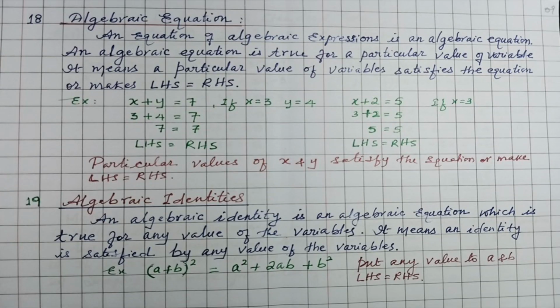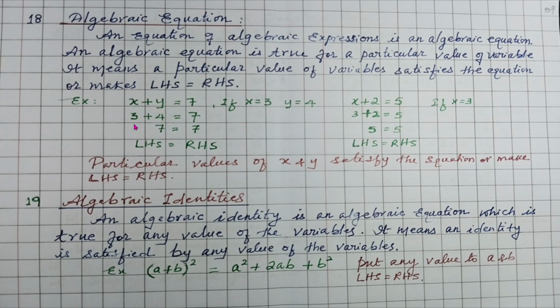That is the method. Now algebraic equation. An equation of algebraic expressions is an algebraic equation. An algebraic equation is true for a particular value of variables. It means a particular value of variables satisfy the equation or makes LHS equal to RHS. Now let us understand this. Now we have algebraic equation here, x plus y equal to 7. It is a linear equation in two variables.